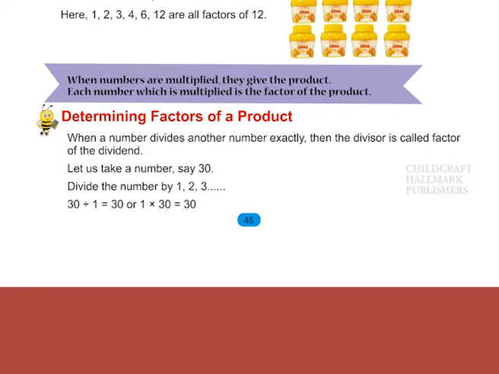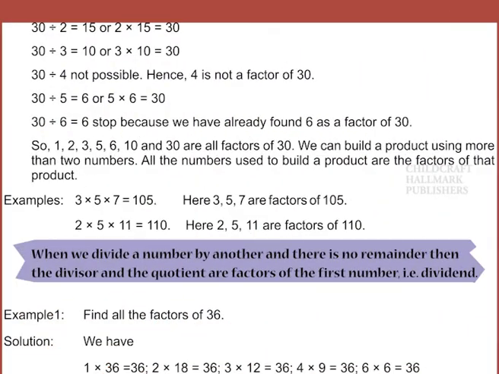30 divided by 1 is equal to 30, or 1 into 30 is equal to 30. 30 divided by 2, or 2 into 15 is equal to 30. 30 divided by 3, or 3 into 10 is equal to 30. 30 divided by 4, not possible. Hence, 4 is not a factor of 30. 30 divided by 5 is equal to 6, or 5 into 6 is equal to 30. 30 divided by 6, stop, because we have already found 6 as a factor of 30. So, 1, 2, 3, 5, 6, 10 and 30 are all factors of 30.